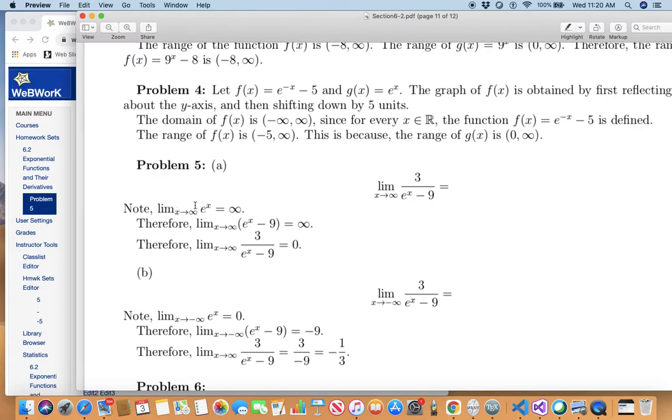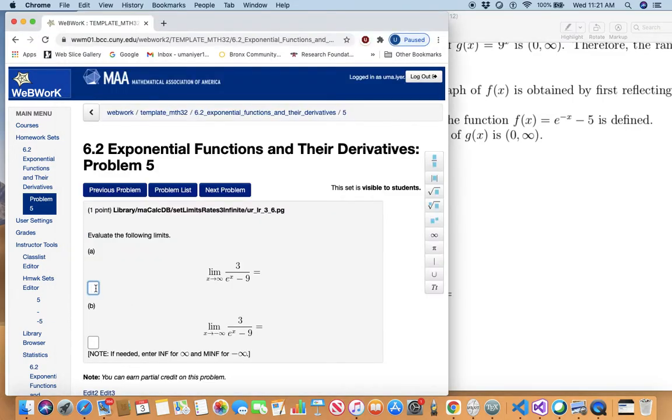Okay, so notice, as x approaches infinity, the limit of e to the x is positive infinity. This we know. Now e to the x minus 9, well, 9 is just a constant, so this limit is still going to be infinity. So the denominator is getting large, and the quotient limit is 0. As x approaches infinity, this fraction goes to 0.